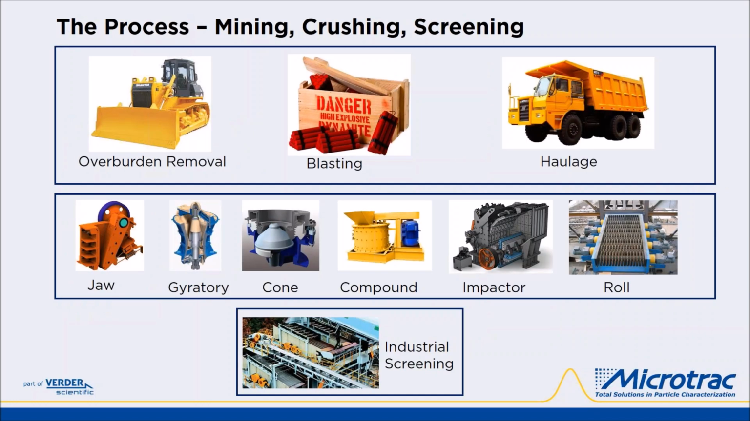The aggregate mining process consists of mining, crushing, and screening. The overburden is removed, then holes are drilled and filled and blasted, and the rock is hauled or conveyed to a crusher operation using either jaw, gyratory, cone, compound, impacting, or roll crushers. Then it goes on to a final screening operation to achieve the desired size distribution.